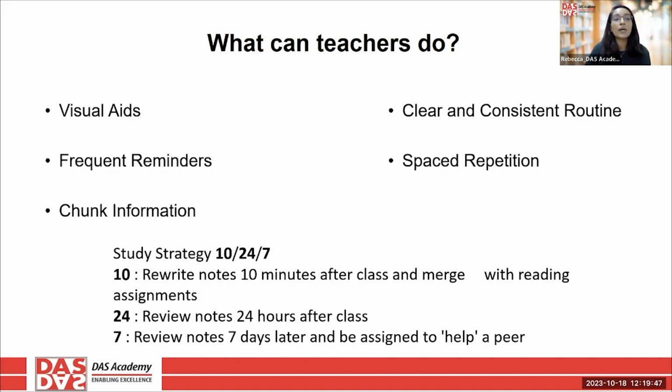All right. For students who are struggling to write it down, they can also do a voice recording. It's just to summarize what you have taught them for the lesson within 10 minutes. And then 24 refers to 24 hours, which is one day. You review notes one day after the class, right? And then 7 refers to 7 days: review notes 7 days later and be assigned to help a peer, to see how much they have retained in their memory, all right?